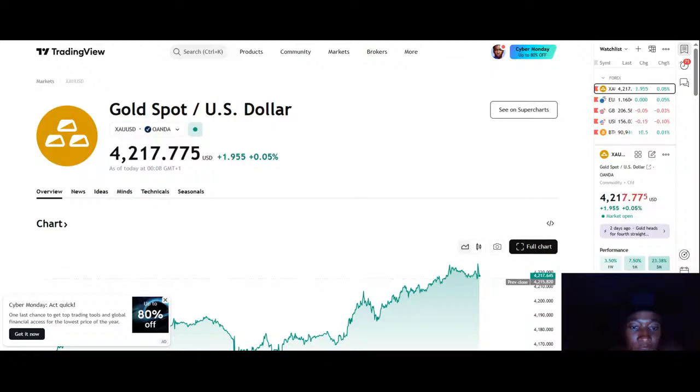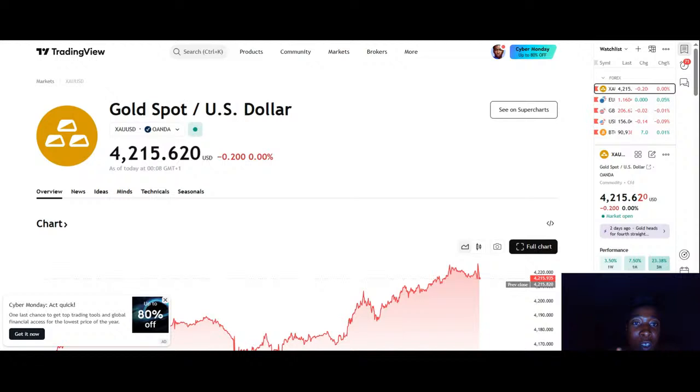So right now the second entry was around this side. Is it this side or this side? Yeah, I think it was around this side. My second entry was around this side. So now let's go to the 4 hours to analyze how I get to catch the second entry.